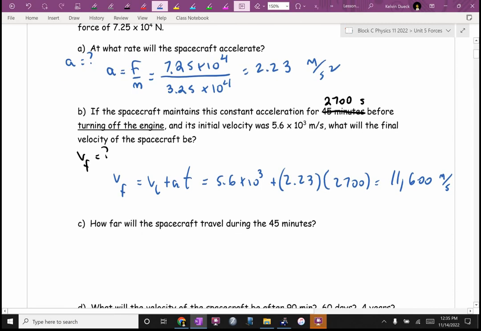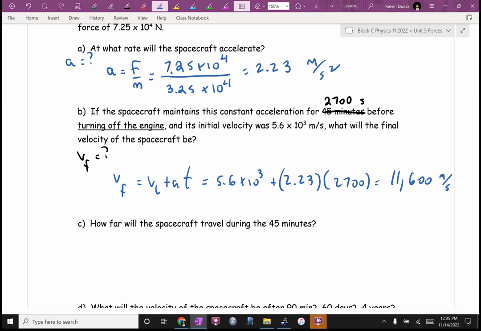Okay. Excuse me as I cough. Derek, what's C asking me to find? Which equation? D equals VIT plus a half AT squared. How else could I find distance? What else would work?